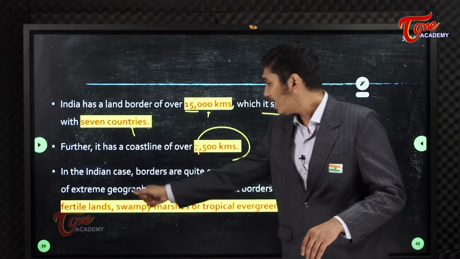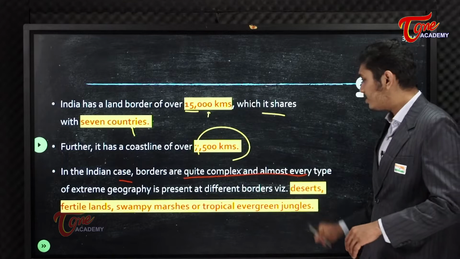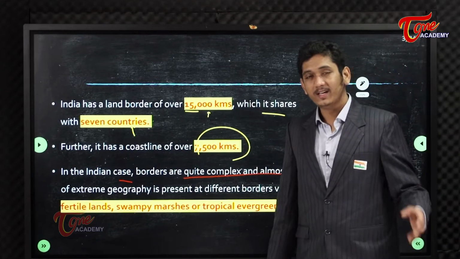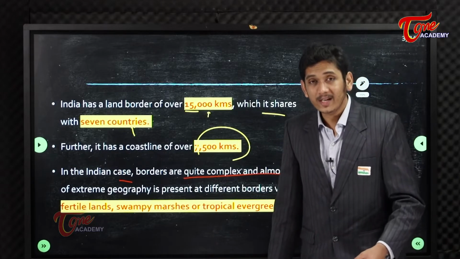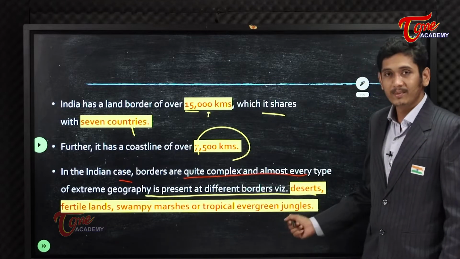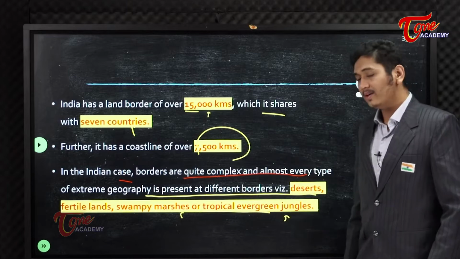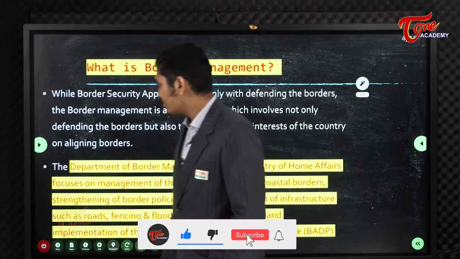India's borders are quite complex, and almost every type of extreme geography, as I showed you, that is riverine terrain, marshy terrain, forest terrain, Himalayan or mountainous terrain, desert terrain is present at different boundaries. For example, desert, fertile lands, swampy marshes or tropical evergreen jungles are also present along India's borders.